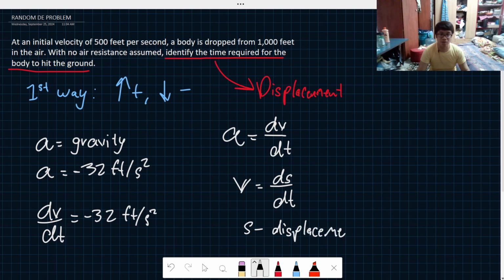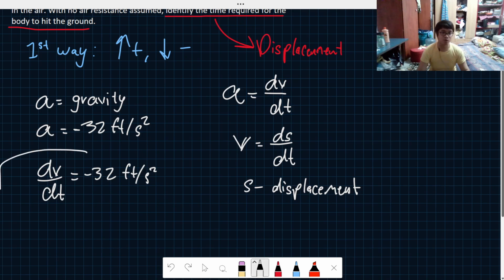All right. So I think you get the steps. Okay. So first, get to know your acceleration. Next, change it to dv all over dt, which is like this. Then next, find the velocity formula. Okay. Before we change the v into ds all over dt. So this is the step that we're going to do.